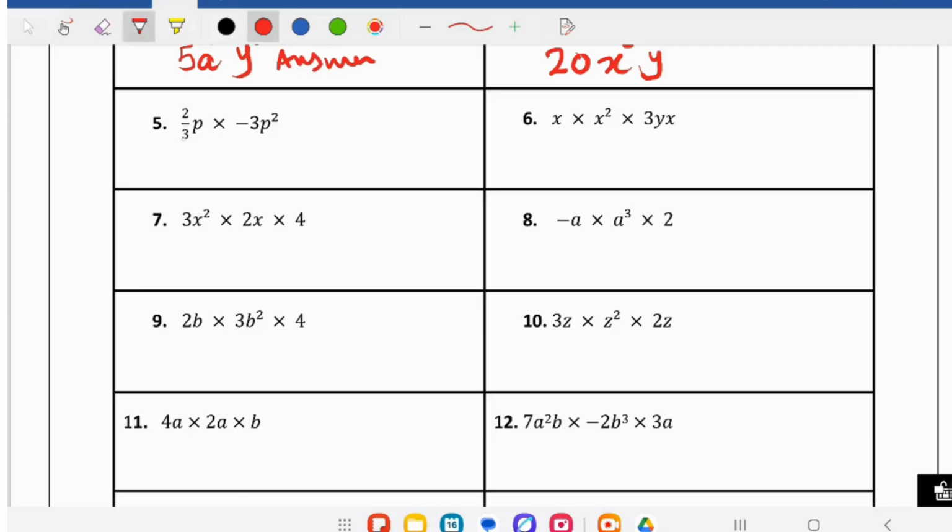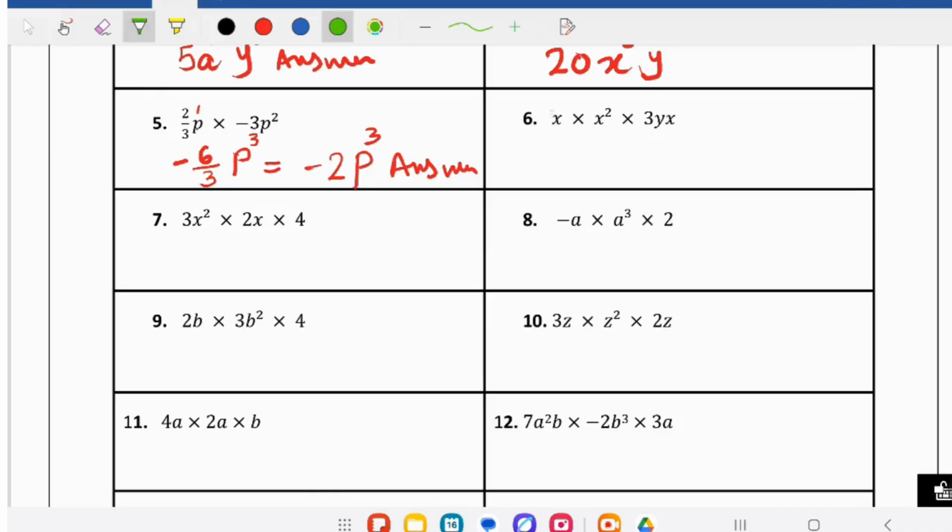In the next one, I have got 2 over 3 times negative 3. So 2 over 3 times negative 3, which is negative 2 times 3, negative 6, over 3, and p times p square. Same bases, I'm going to add the powers. So 2 plus 1 is 3. So negative 6 over 3 p cube. I can simplify this. 6 over 3 means negative 2 p cube. This is the answer.